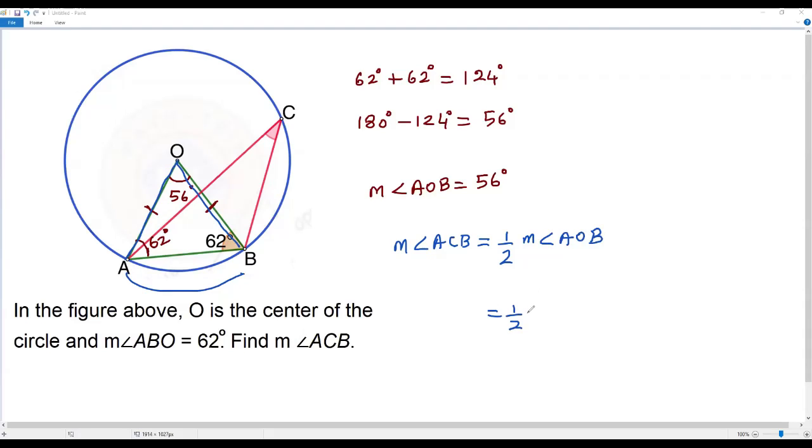So one half times, we already got the measure of angle AOB, the angle subtended by the arc AB at the center of the circle, that is 56 degrees. So we can plug in 56 degrees for the measure of angle AOB. So one half times 56 degrees. One half of 56 degrees is 28 degrees. So the measure of angle ACB equals 28 degrees.